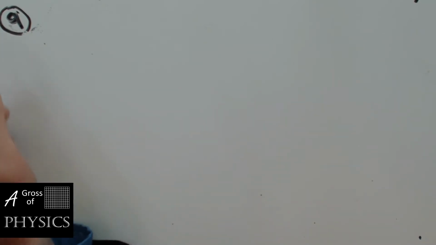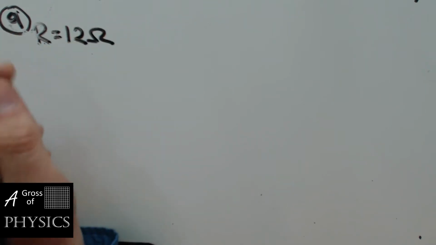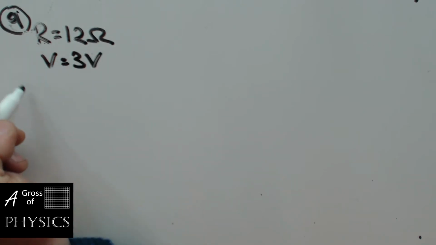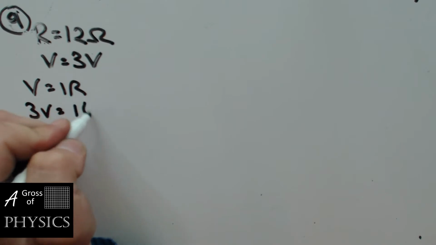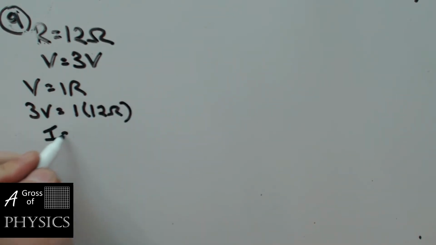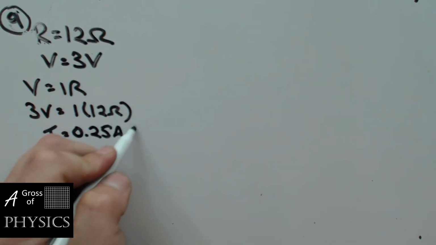All right, number 9. How much current flows through a 12 ohm flashlight? So R is 12 ohms, and the voltage is 3 volts. So current, V equals IR, 3 volts equals I times 12. 3 divided by 12, 0.25. Choice 1.